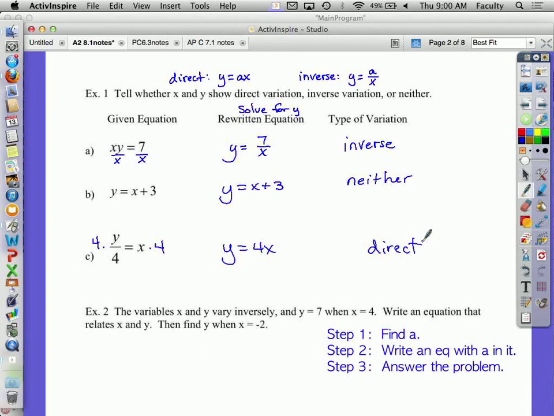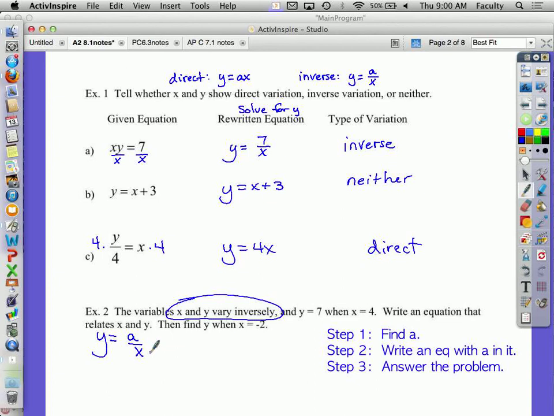Step 1, find A. Step 2, write an equation with A in it. Step 3, answer the problem. So in example 2, it says the variables x and y vary inversely. When I see that, I immediately want to write down y equals a over x. It says x and y vary inversely. You guys, this is a very straightforward section. I think you'll like it.